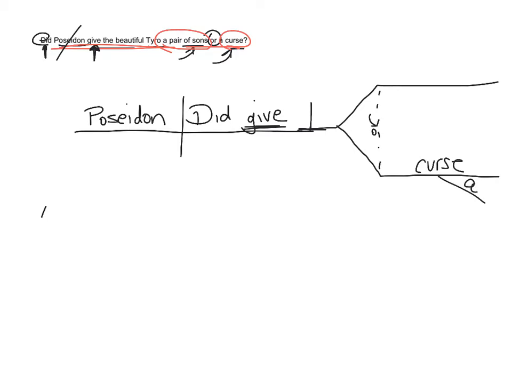Pair of sons is a little bit harder, but I see this word right here, the most common preposition in English, which means this is a prepositional phrase. Remember, prepositional phrases always dangle. So what is it that Poseidon actually gave? Well, that would be pair. Now, we have "a," and where do I put "of sons"? Well, "of sons" is describing what kind of pair.